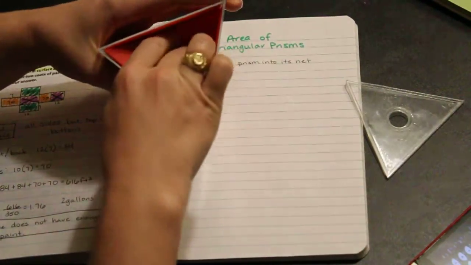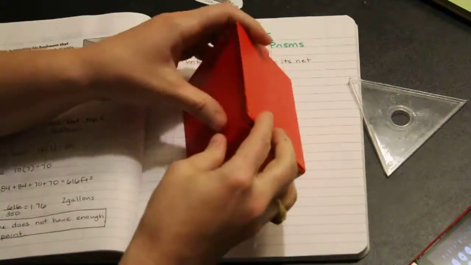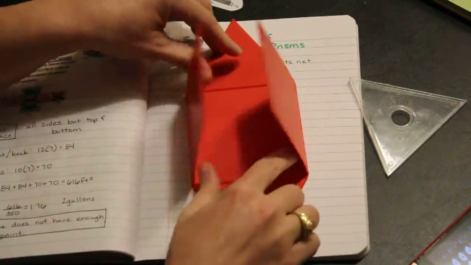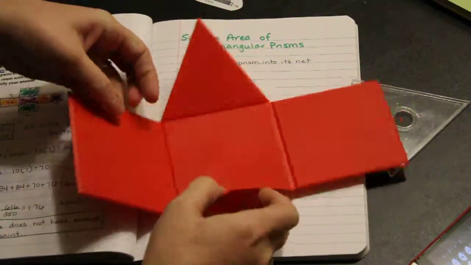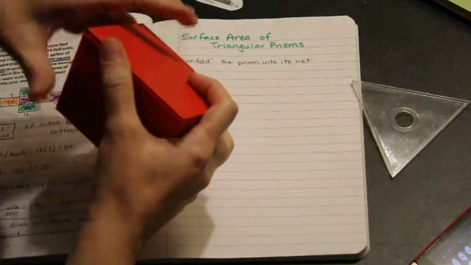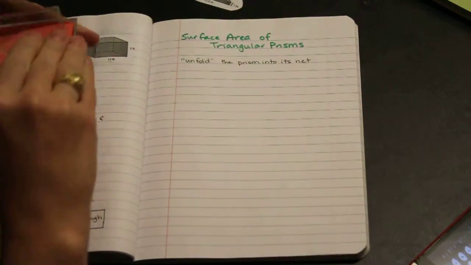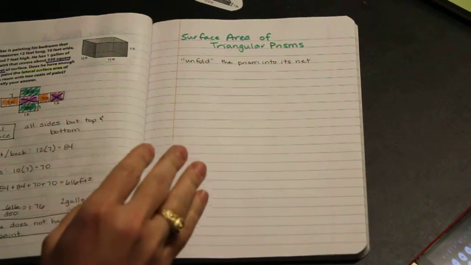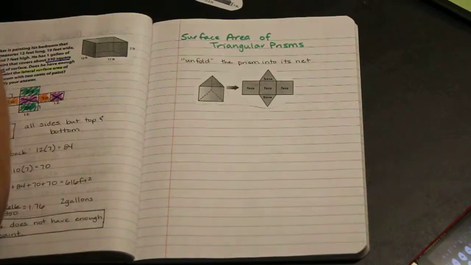So whenever you're dealing with the net of a triangular prism, the way you're going to do it is you're going to have your 2 triangles and 3 rectangles between them. Okay? So we have an example to help us see how to draw our nets right here. So go ahead and find that and glue or tape it down.